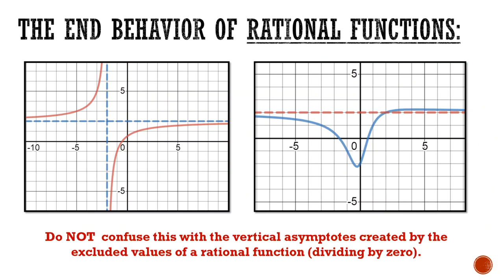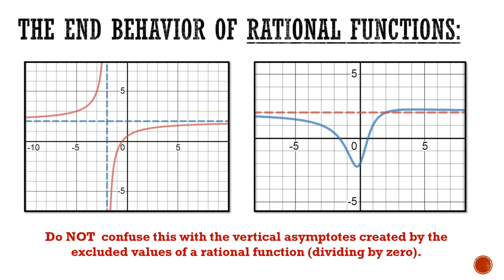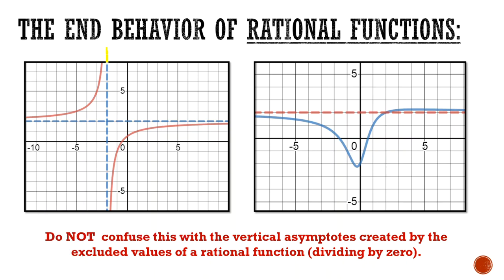All right, just do me a favor, be really careful. Do not confuse these asymptotes that describe end behavior with the vertical asymptotes that we've learned before. Remember that your vertical asymptotes come from discontinuities. It's going to be totally different.